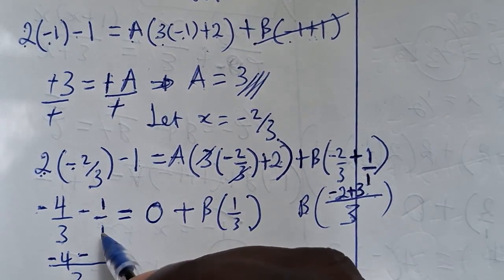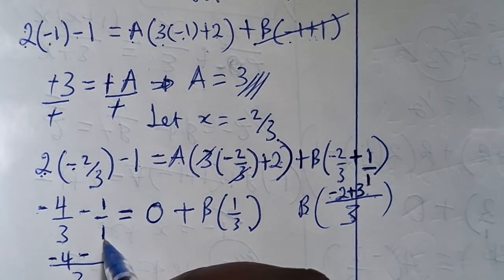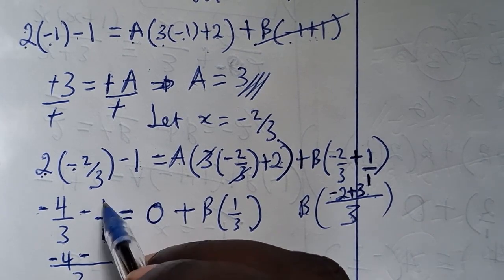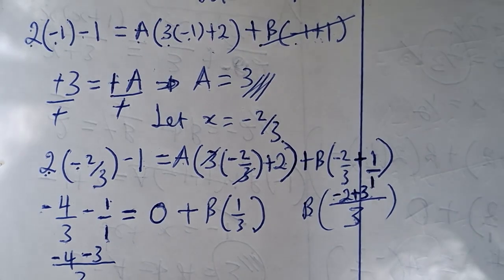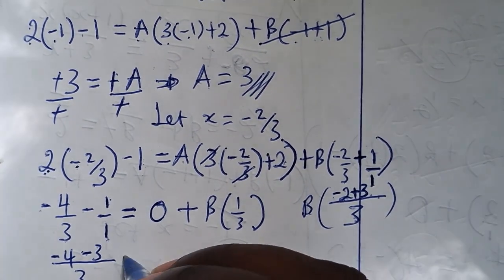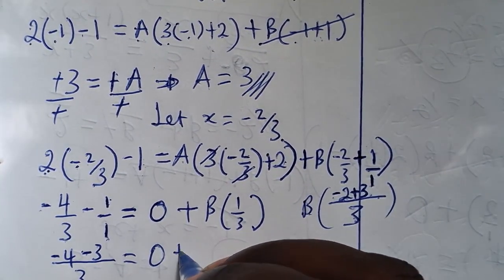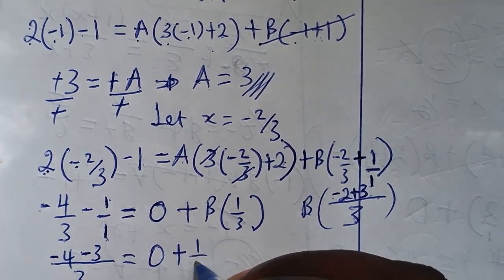So we have it here. The minus has already come here. So 3 divided by 1 is 3. 3 times 1 is 3. So we have 3 here. As you can see here, this is equal to 0 plus 1 over 3b.